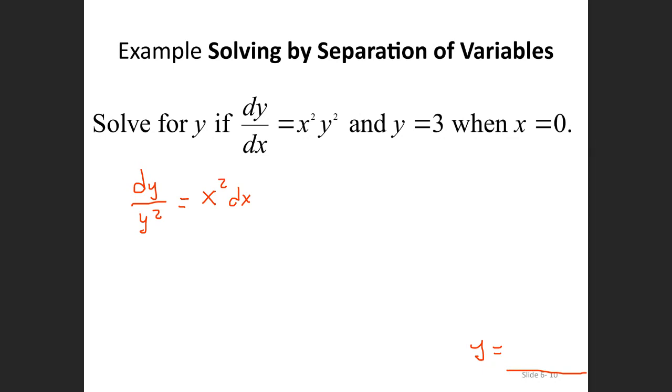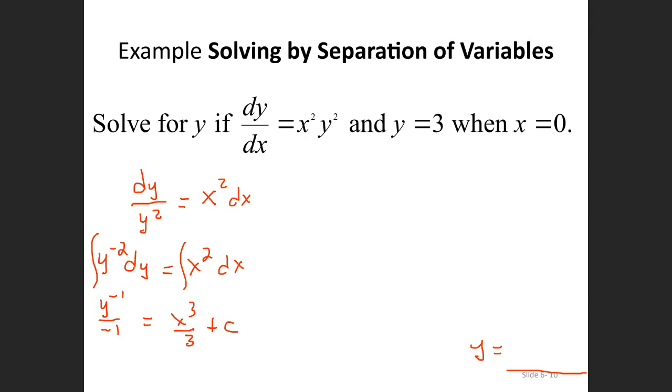Now I might rewrite this as y to the negative second dy is equal to x squared dx. Okay. Now I'm going to take the integral of both sides. Integral here, integral here. Well, here, remember, we're just adding 1. So this is going to be y to the negative 1 over negative 1 is equal to x to the third over 3 plus c. Okay, now you have to add the c, and you only add it to the right-hand side.